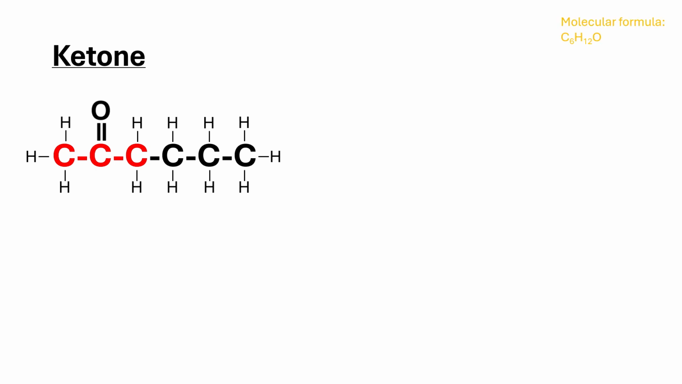So still dealing with 6 carbons just like an aldehyde because they're isomers to each other. Remember, it cannot be at the end of the chain, so we have to shift this carbonyl C=O bond to somewhere in the middle of the chain. And let's fill up the hydrogens and see if it matches the general formula. So we got 1, 2, 3, 4, 5, 6, 7, 8, 9, 10, 11, 12. There you are. So the molecular formula is exactly the same, C6H12O, which follows the general formula too.